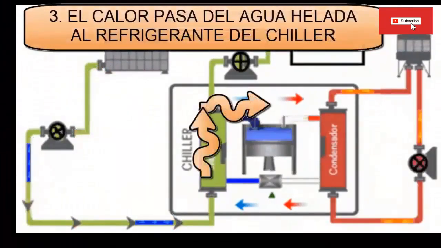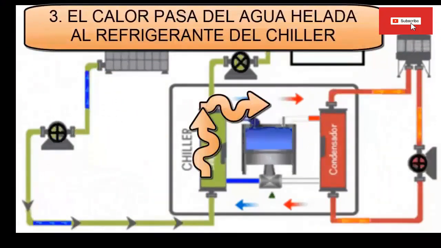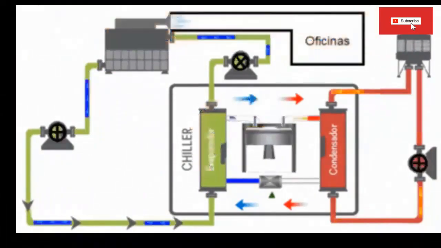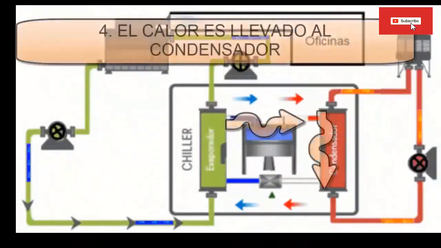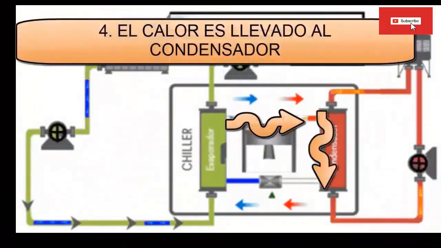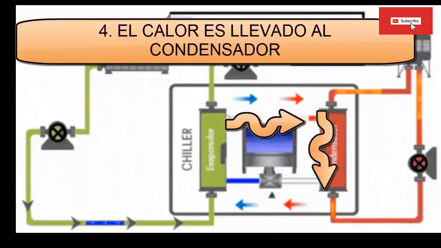Step 3. The frozen water enters the chiller, and now it has the heat of the people. Since the water has a higher temperature, it manages to pass it on to the refrigerant. Step 4. Now the refrigerant has the heat of the people, but in this case there is a drawback that the refrigerant has a very low temperature, so the refrigerant must be passed through the compressor inside the chiller and reach the condenser.